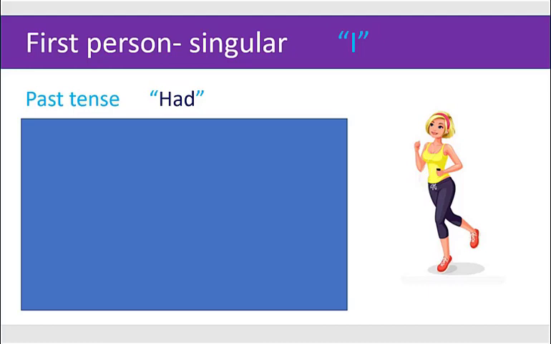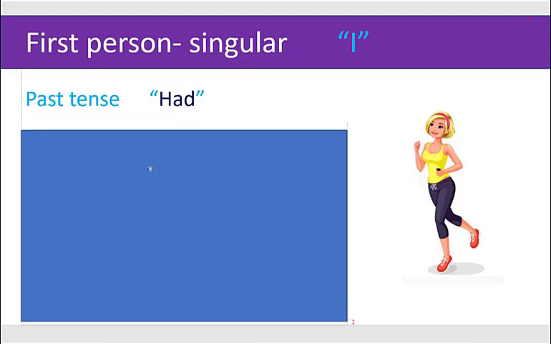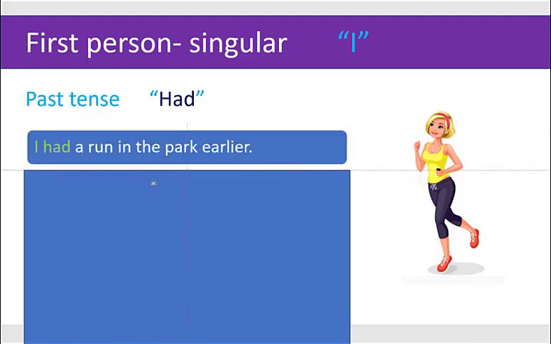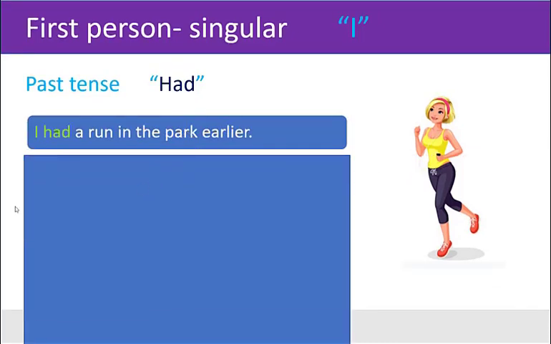So let's have a look at some sentences. I had a run in the park earlier. This tells me that I did it earlier. I did it before. It was in the past. It's not in the present.